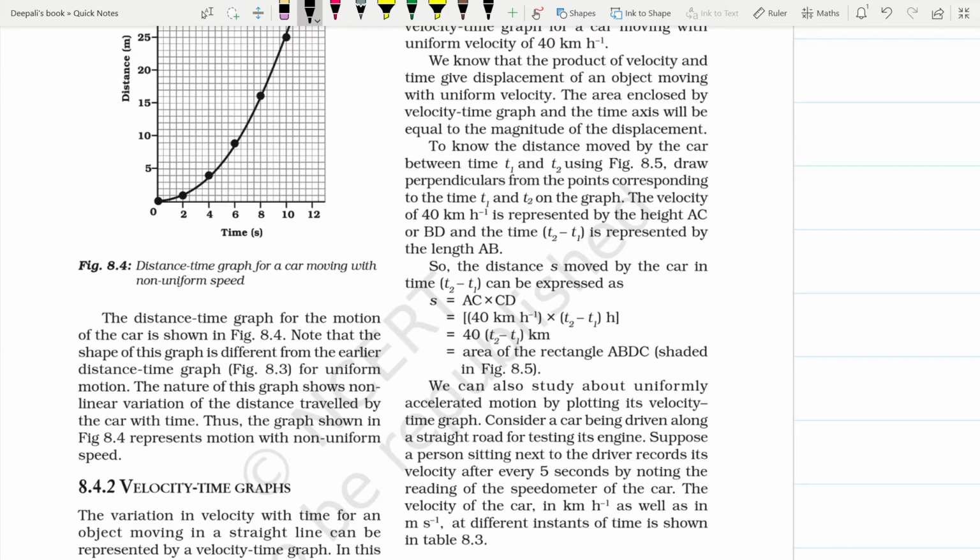For uniform motion, the graph is a straight line, but here the nature of this graph shows non-uniform variation of the distance traveled by the car with the time. Thus, the graph shown in figure 8.4 represents non-uniform speed.